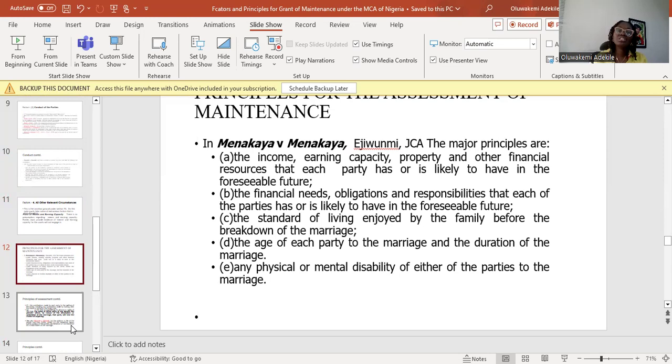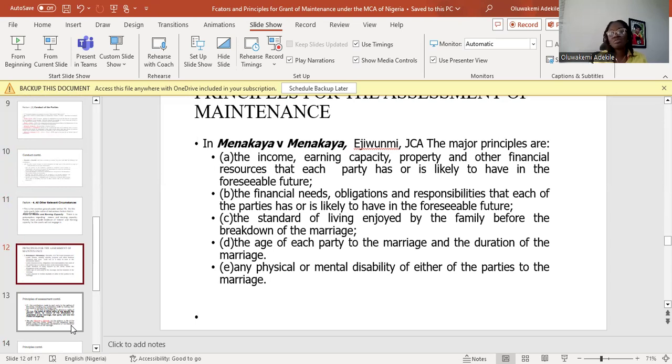In Menakaya and Emekaya, the court again stated some principles that they will use in assessing maintenance. It is one thing to determine that you are entitled to maintenance by looking at the means, the earning capacity, the conduct, and other relevant circumstances. It's another thing to now say this is the amount you are entitled to. So in assessing the monetary award that they should give an applicant for maintenance, some of the factors have been stated through these cases, because the MCA did not say how much you should give or what yardstick of assessment to use.